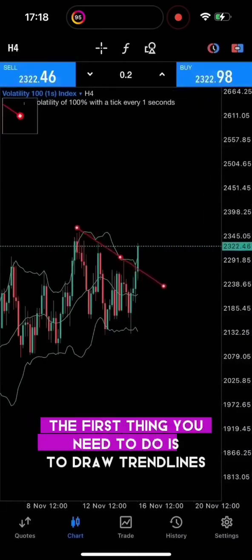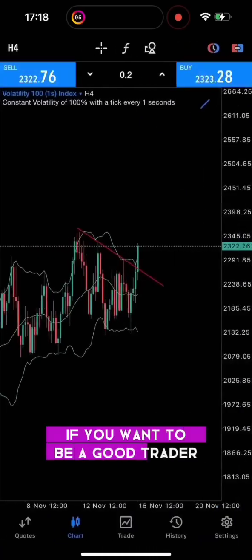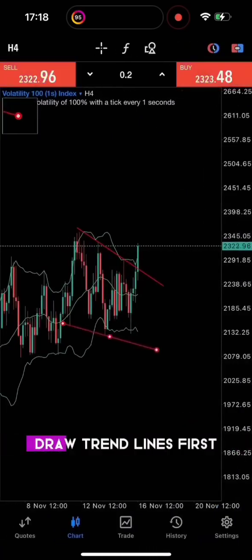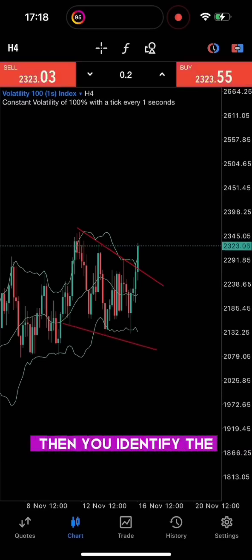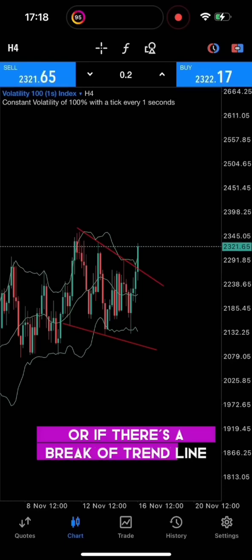The first thing you need to do is to draw trend lines. You need to bear that in mind. If you want to be a good trader, you need to first draw trend lines. Don't rely on the indicators. Draw trend lines first, then you identify the side of the market, and then you see if there is a break of structure or if there is a break of trend line.